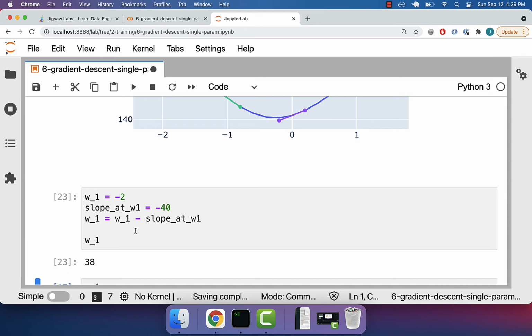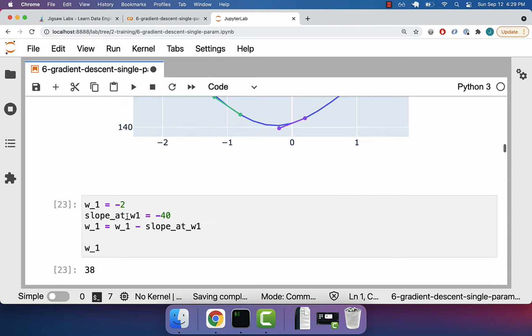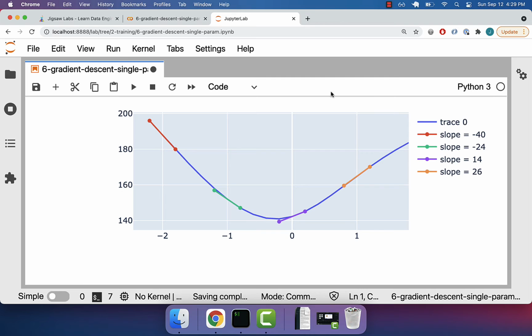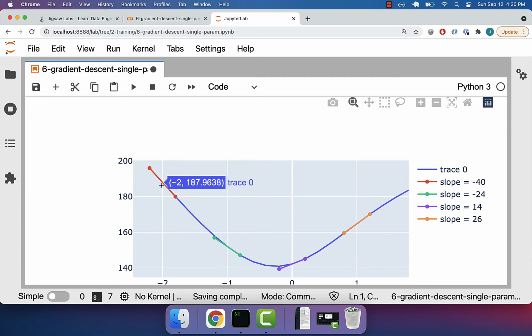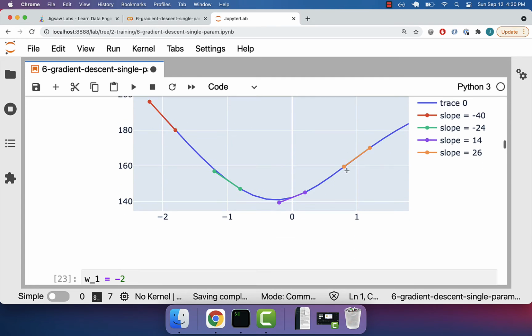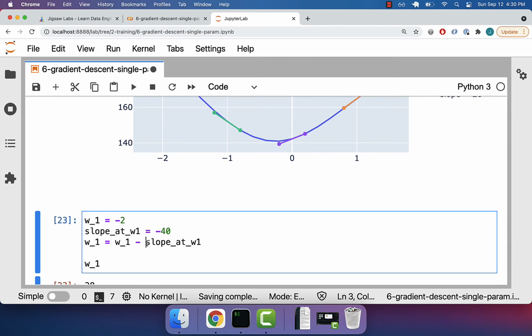So now we'll go from -2 to 38. So at least we moved in the correct direction. The problem is that we way overshot the mark. This we can also fix. Instead of moving by the value of the slope, by moving by 40, let's move by just a fraction of that value. So we'll move by 0.01 times 40. Let's see what this does.